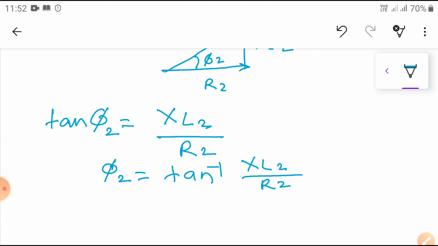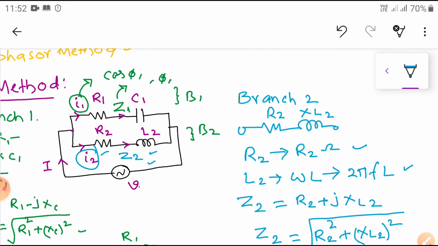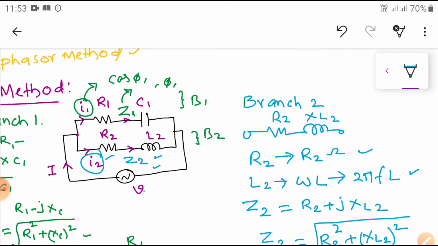Now what is the power factor? Cos phi is equal to here R2 by Z2. So here we calculated all values similar to the branch 1. Okay, so this value we calculated. So everything is calculated. Now we are going to find that this is the simple circuit.